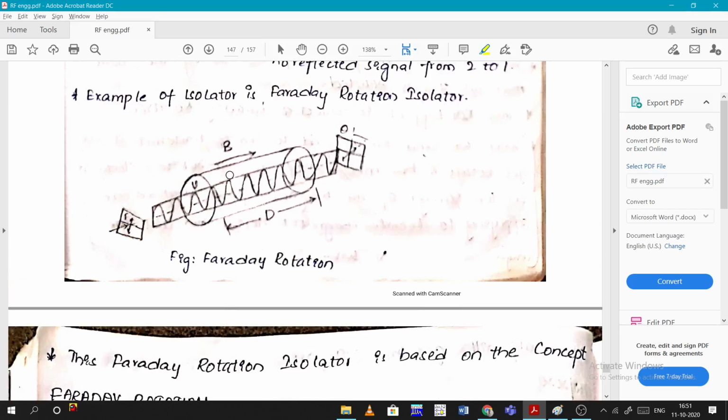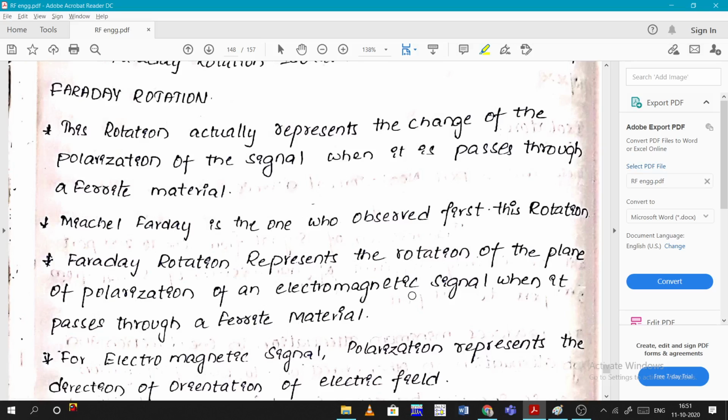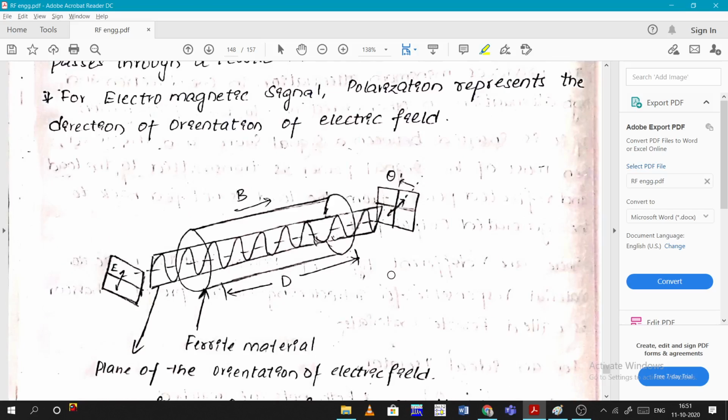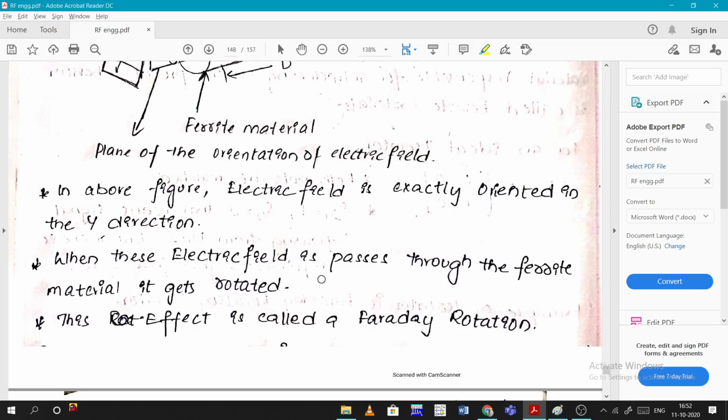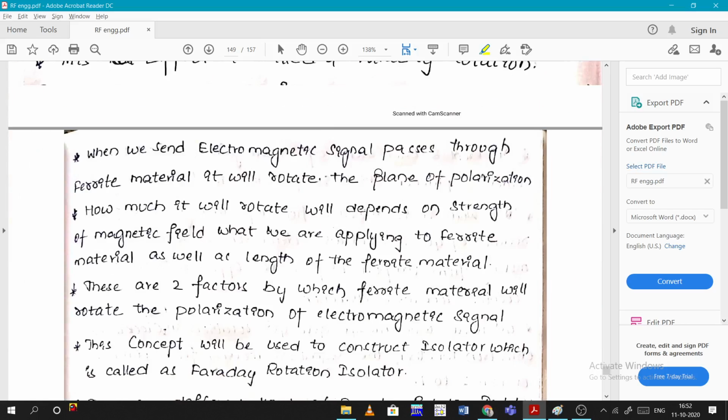How is it done? Ferrite means iron, so it has some magnetic property, due to which a magnetic field will be introduced inside this tube. As the electromagnetic wave also has magnetic fields in it, due to some repulsion or attraction, the wave will be twisted to an angle. This twisting angle depends on the amount of ferrite material placed in the tube and on the strength of that ferrite material. This effect is called Faraday rotation.